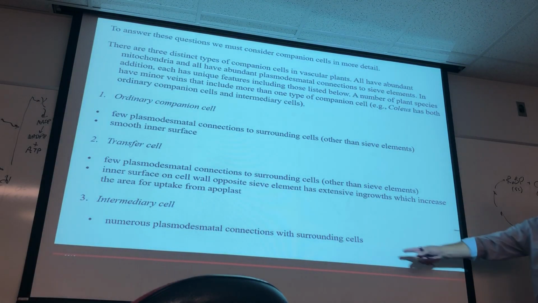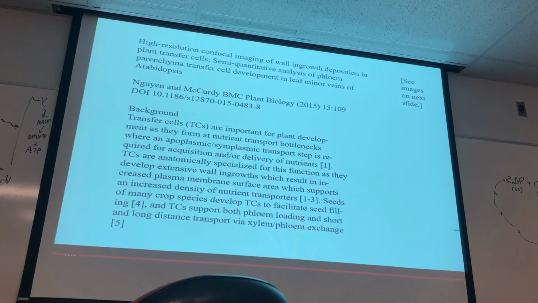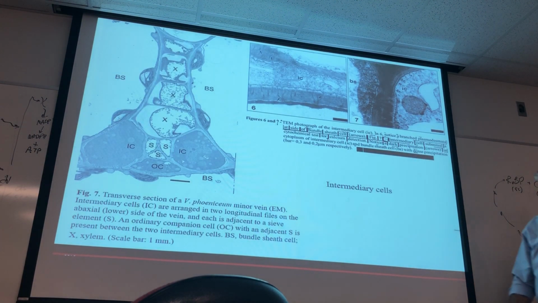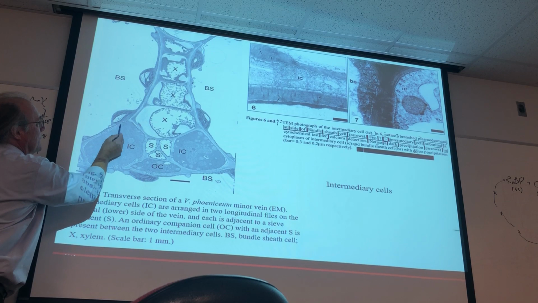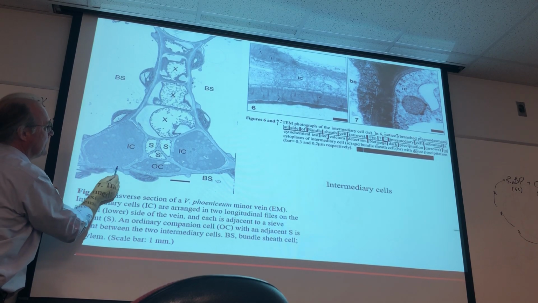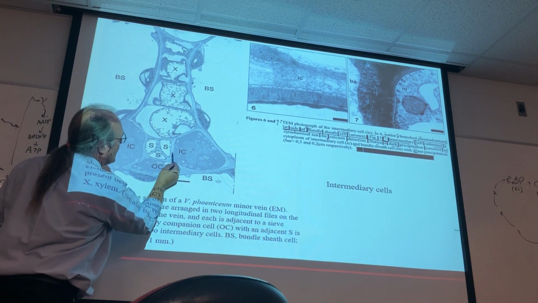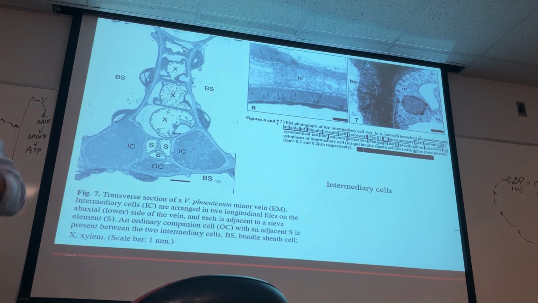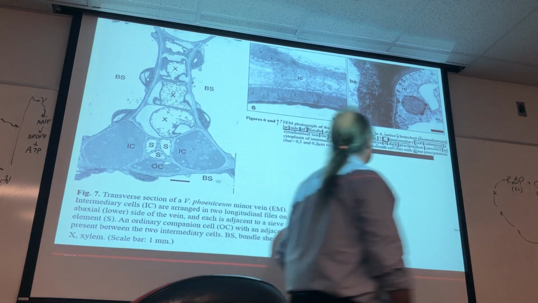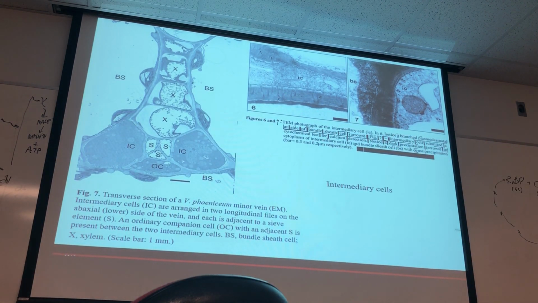If we look at this intermediary cell, you can see them here. These darker lines, lots of connections here, lots of connections here, some connections here with the sieve element. Connections all over the place with these indicators. And here are some other pictures.